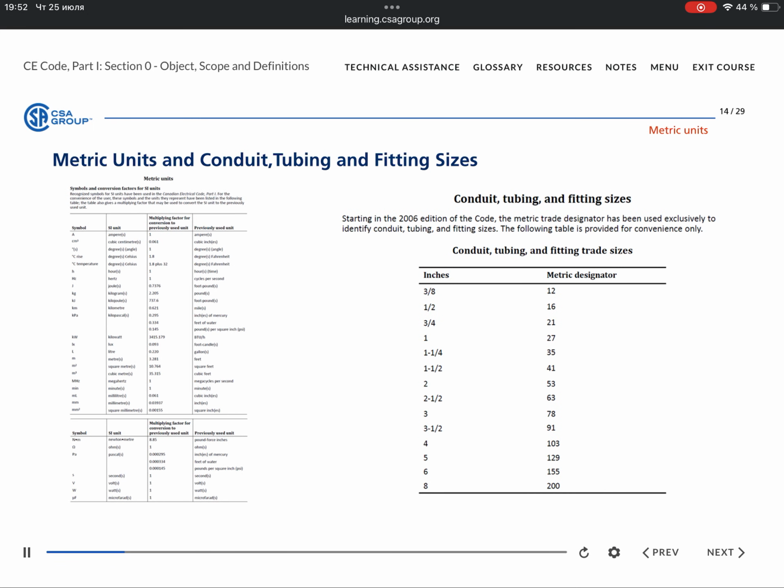In the preface is a table with metric units. It lists the symbol used to represent each, its name, the conversion to the previously used unit, as well as the previously used unit.